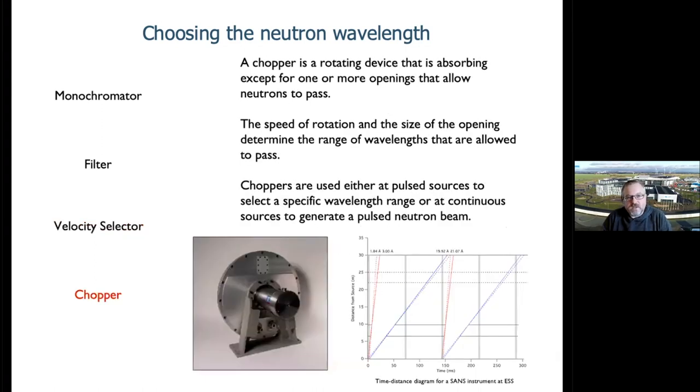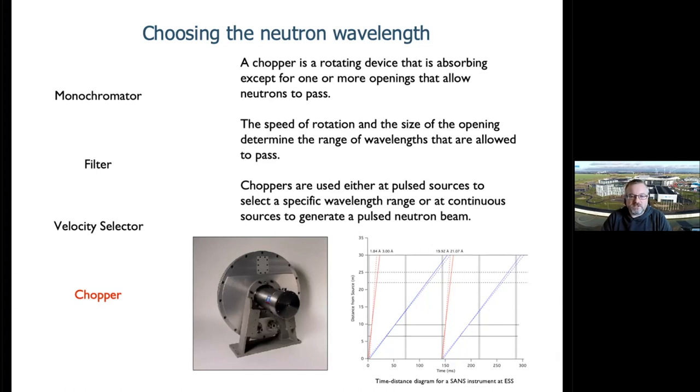The last mechanism we have is what I mentioned before, and this is a chopper. This is sort of like a dumb velocity selector in the fact that it's a single disk, usually with one, possibly more gaps in it depending on the design of the instrument, but usually just one gap. And so basically it rotates, and on a pulsed source, you can use it to either generate pulses and then use further choppers to refine that, or you have a pulsed source.